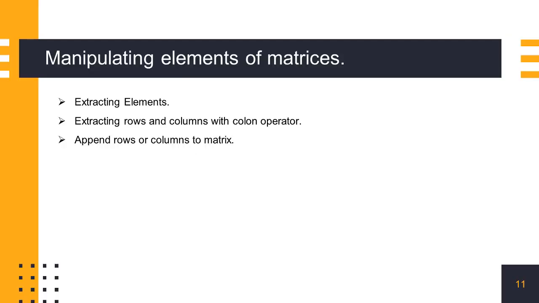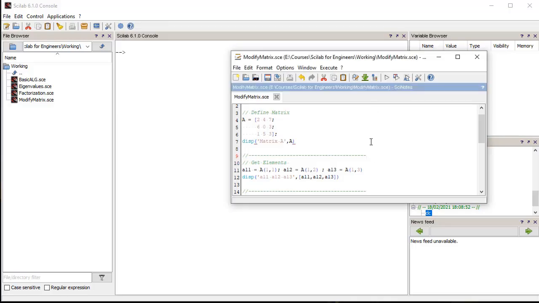Now, we will see how to extract and modify elements from a matrix, get rows or columns as vectors, and add new rows and columns to a matrix. First we define a matrix A. Then, to get the elements of the matrix, we assign the value of the matrix element at the location given by the row and column index. Variable A11 will be assigned the value located at first row and first column, variable A22 will be first row second column, and so on.